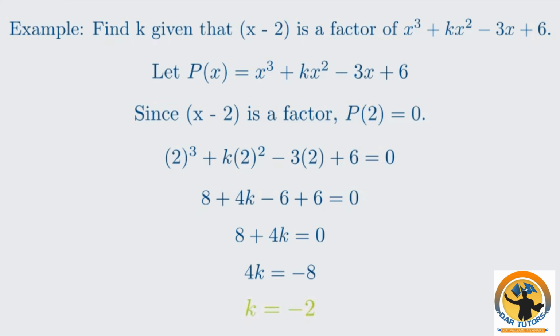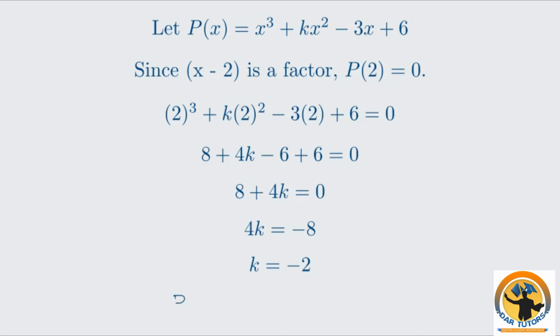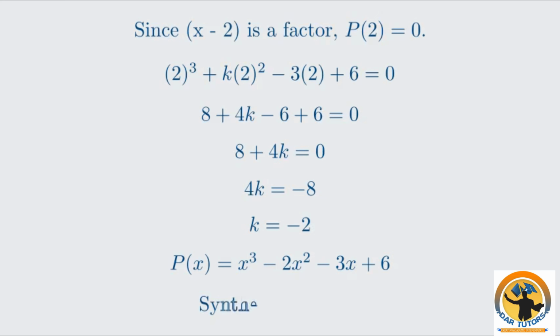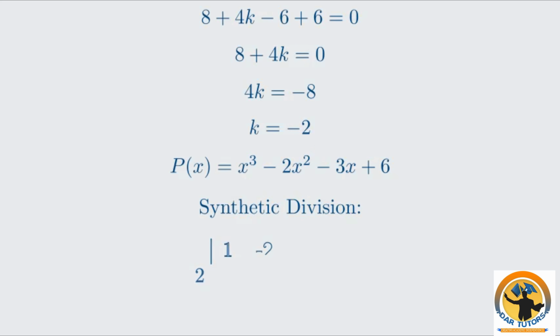So we have found the value of k. The polynomial is now fully defined. The polynomial is x cubed minus 2x squared minus 3x plus 6. We know that x minus 2 is a factor. The problem also asks us to fully factorize this polynomial. To do this, we need to find the other factors. We can use polynomial division for this. We will divide p of x by x minus 2.